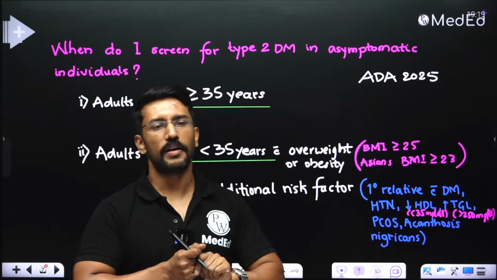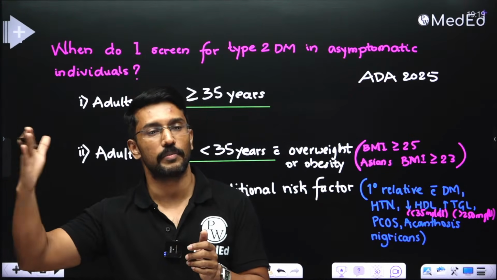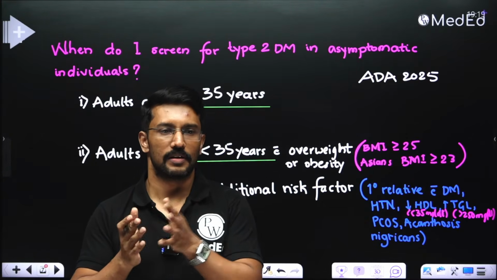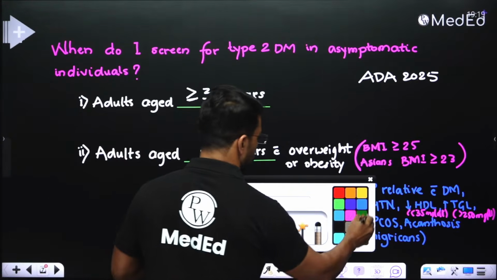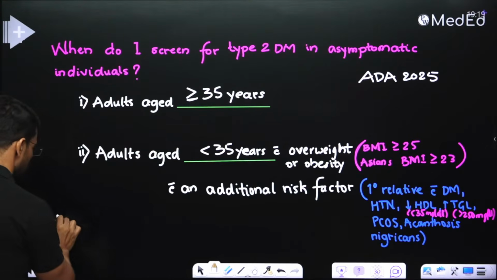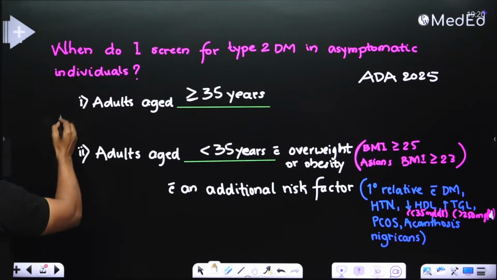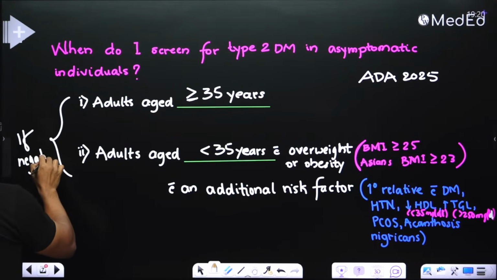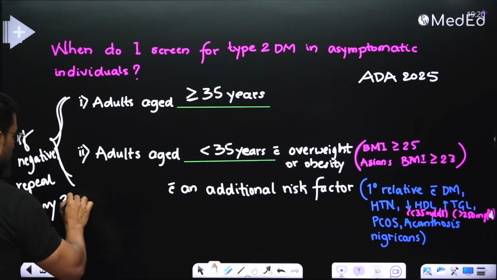Now comes the question, what if, sir, I got the screening done and the values are normal. So when should I screen myself next? After 1 year, 2 years, 3 years, 6 months, 5 years? If screening is negative, or values fall in the normal range, repeat every 3 years.